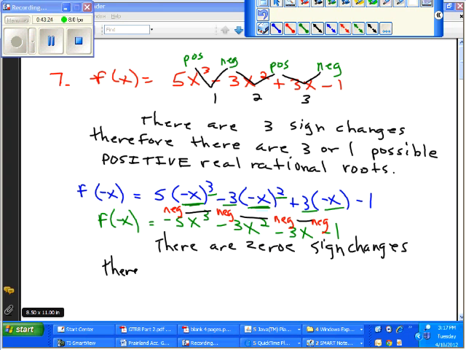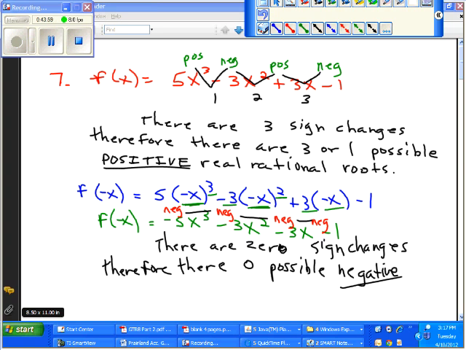Therefore, there are 0, or 2 less than that, which you're not going to have, a negative number of something, you see. Therefore, there are 0 possible negative, and I could have capitalized that like I did the positive just to focus on it. There are 0 possible negative real rational roots.